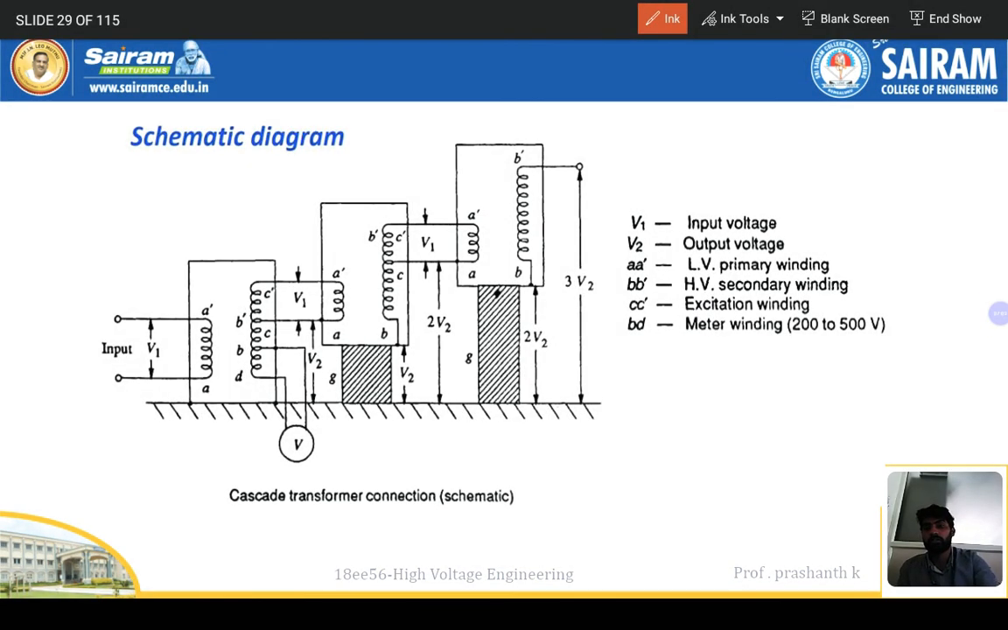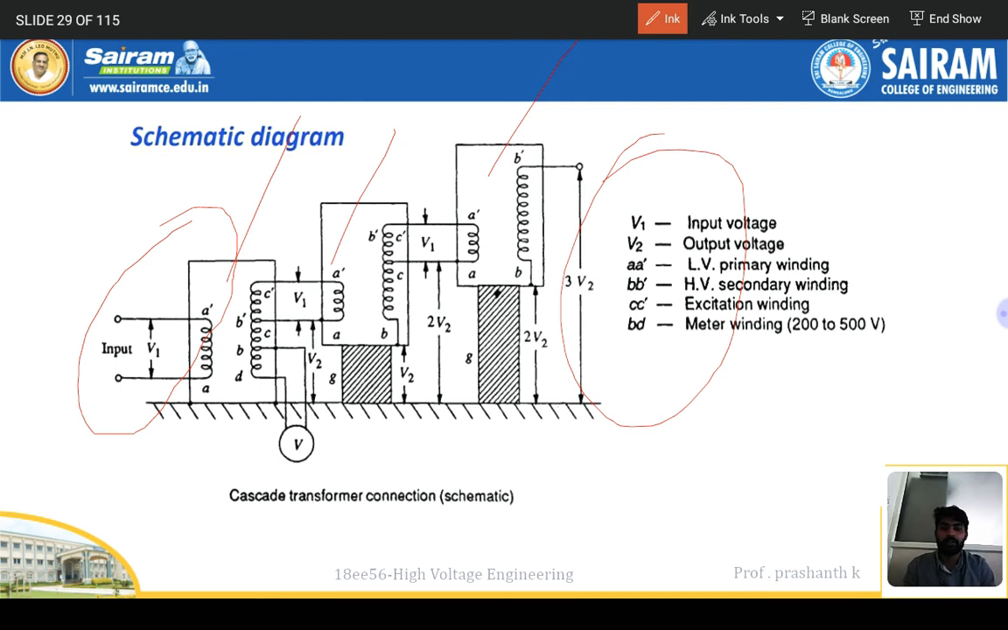The schematic diagram of the cascading connection of transformers: the first is V1 input. I'll be giving the logic behind this one. See how many units: 1 unit, 2 units, 3 units. Finally, we'll get 3 times the voltage. V1 is the input voltage, V2 is the output voltage, A dash is the LV primary winding, B dash is the HV secondary winding, C dash is the excitation winding, and BD is the meter winding, 200 to 500 volts.